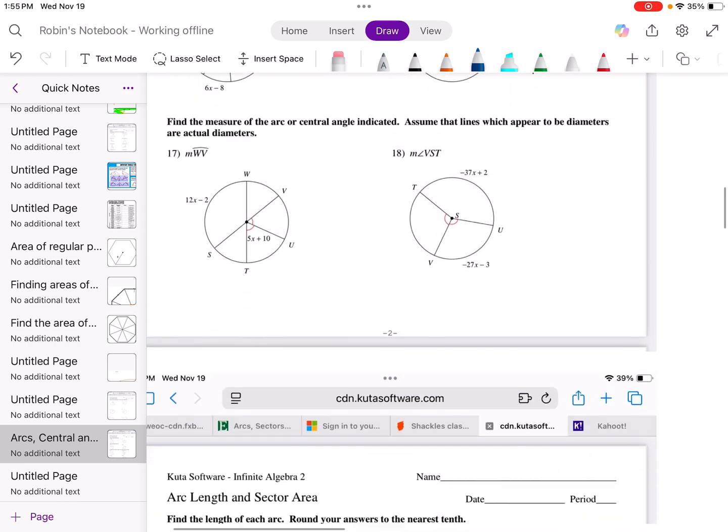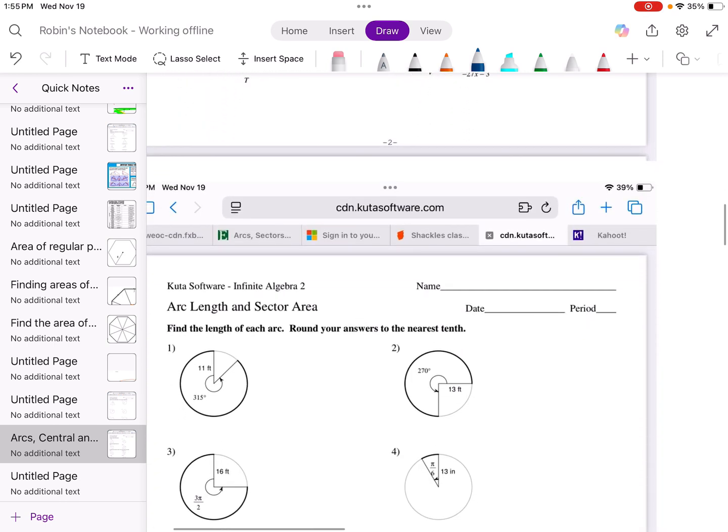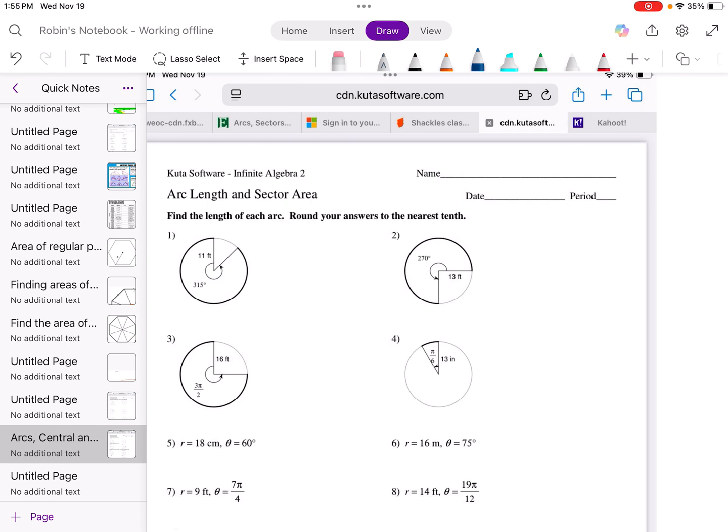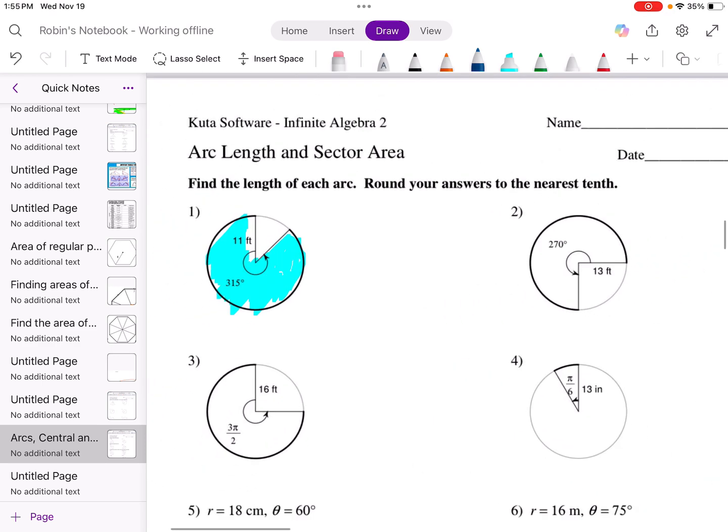Now, when you're finding arc length and sector area, this is what's happening with those pieces I had above. I'm no longer asking you just what it is in terms of angle, but rather, what is the area of this sector? Well, I know the area of the entire circle would be pi times 11 squared, which would be 121 pi. If I was dealing with the whole thing.